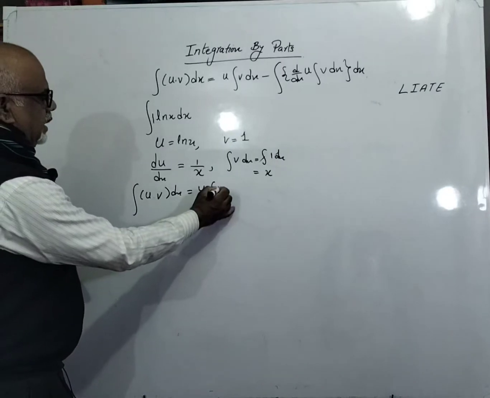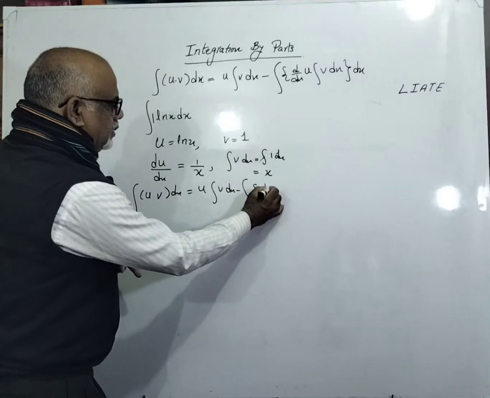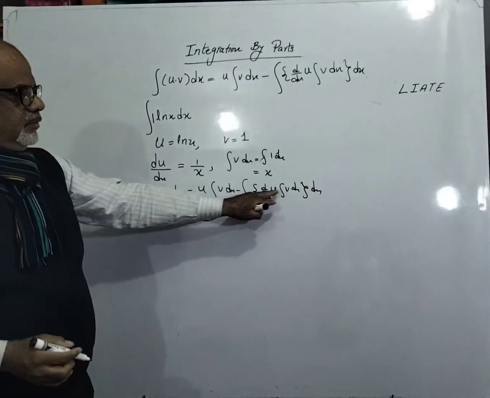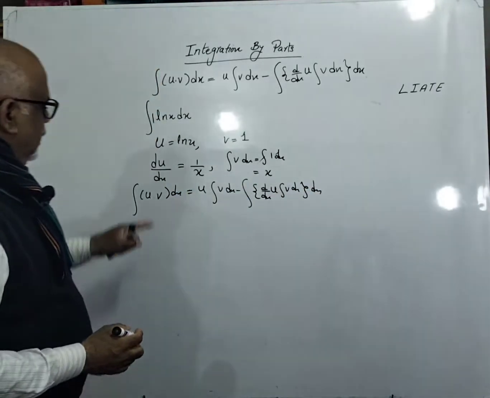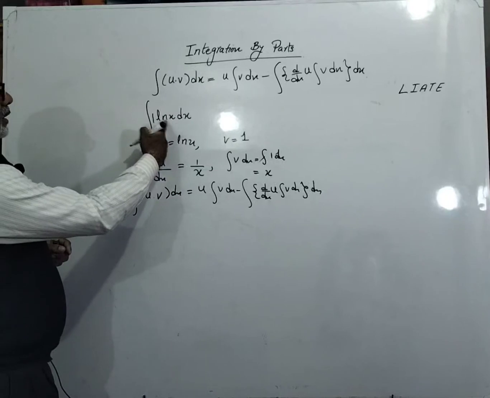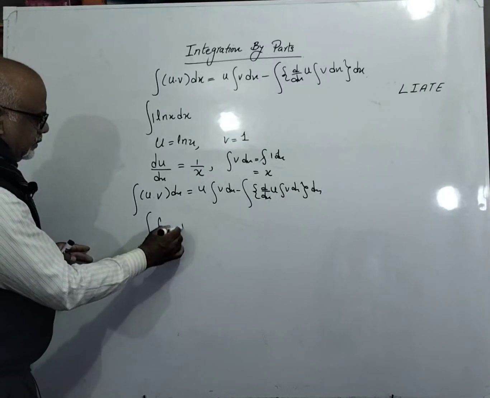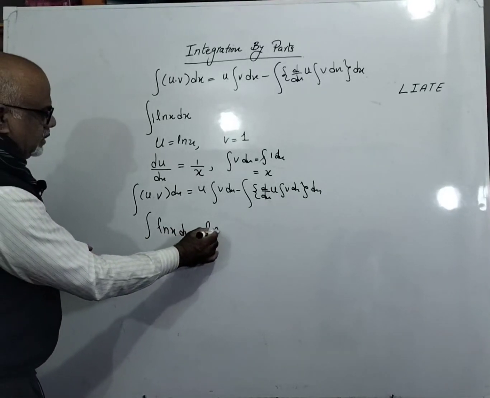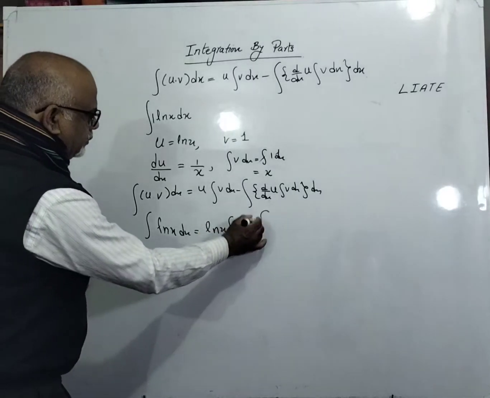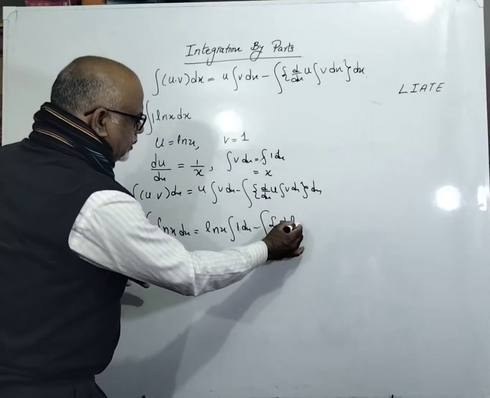u as it is, integration of v, minus the integral of the derivative of u, integration of v, dx. Now we have to put the values according to u and v here. u is ln x and v is 1. So we put the values: u as it is, ln x, integration of v, that is 1, minus the integral of the derivative of u, integration of v.